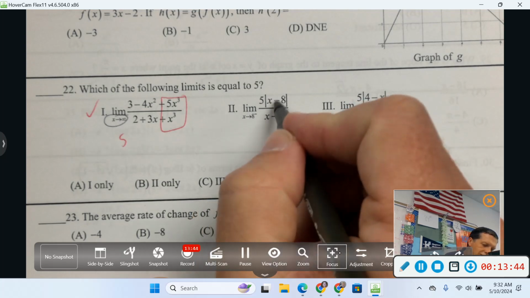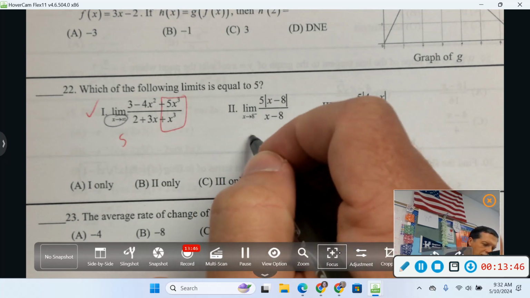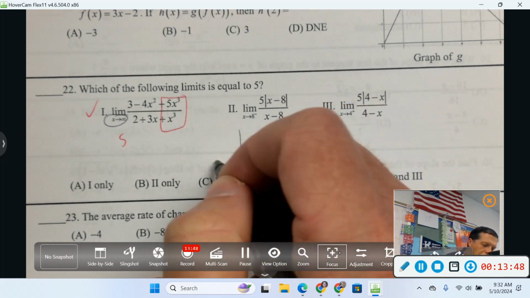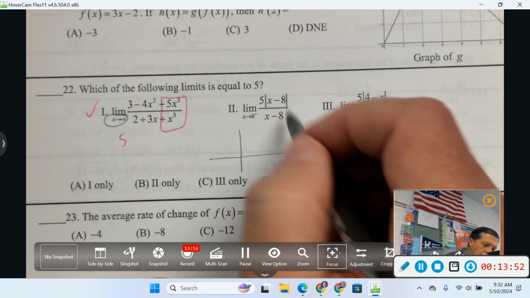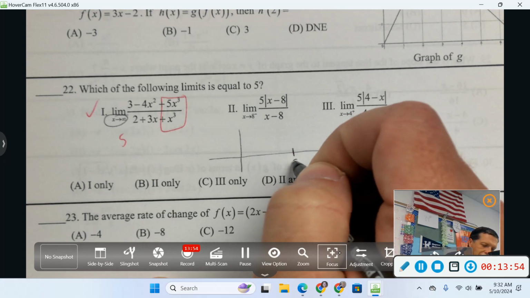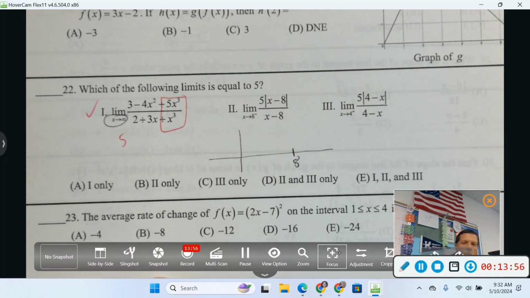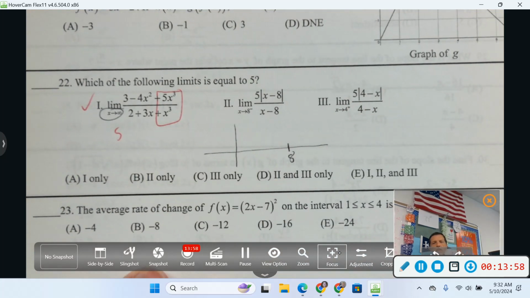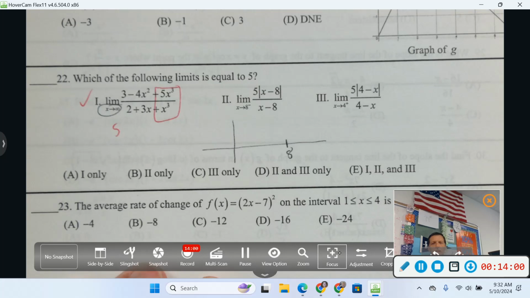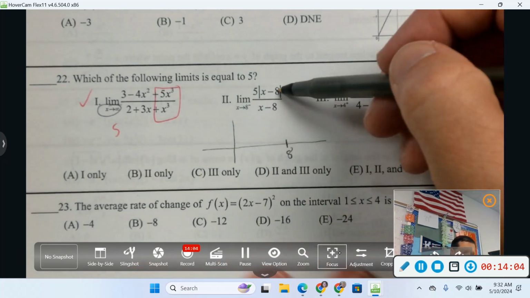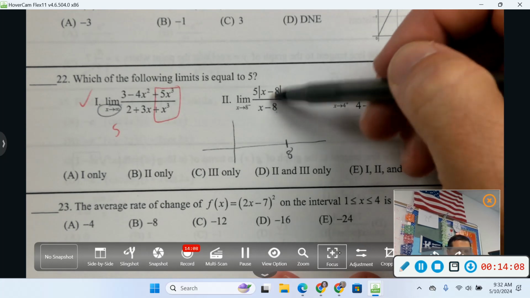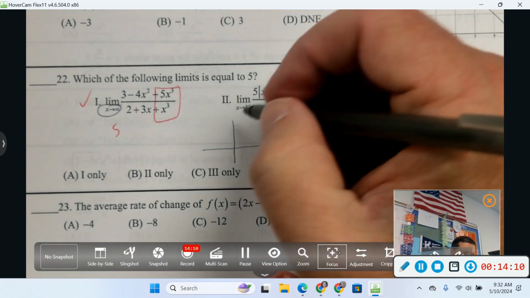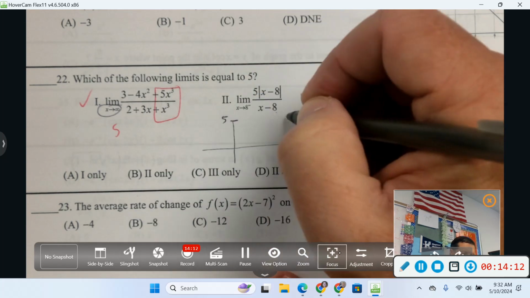Uh-oh. Absolute value of x minus 8 over x minus 8. I don't think we've seen that graph in here. Something's going on at 8. In fact, you can't even use 8, right? Because then you'd be dividing by 0. But I got x minus 8 over x minus 8. If we're a little bit bigger than 8, then the absolute values wouldn't matter. We could cross those out, and we would just have 5.